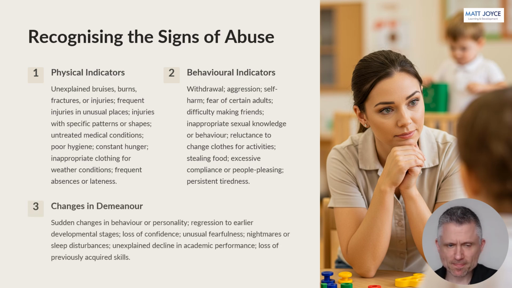Changes in demeanour. Children change over time. What we're thinking about here, though, is sudden, significant, or dramatic change. So sudden changes in behaviour or personality. Regression to much earlier developmental stages. Loss of confidence, unusual fearfulness, nightmares or sleep disturbances, unexplained decline in academic performance, loss of previously acquired skills. This could also relate to, for example, continence. And again, a child may regress to a much earlier state or a much earlier time.